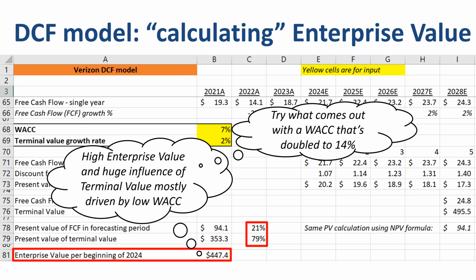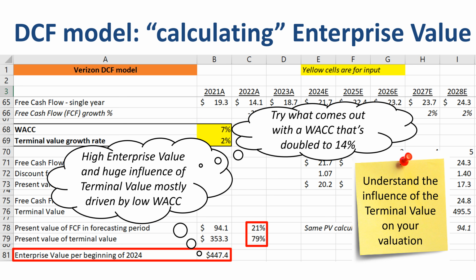If the forecasting period is longer, for example 10 years instead of 5 years, then the enterprise value outcome might be similar, but the terminal value as percentage of the total would be lower, as more of the future lies within the forecasting period.